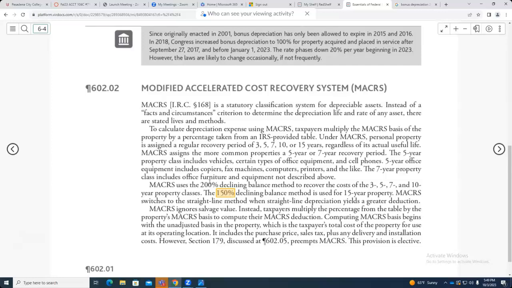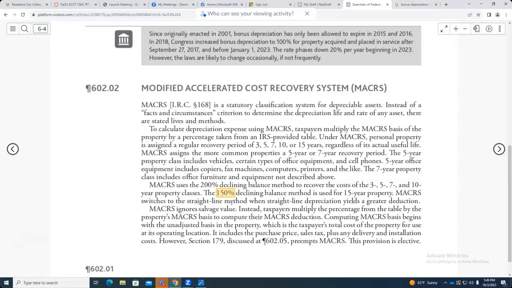200% is very fast, double declining balance method is 200%. But 150% is slower. The 150% declining balance method is used for 15 years property. So for 3, 5, 7, and 10 years property, you use double declining, which is 200%. But for 15 years property, you use 150% declining. It's not double declining, it's 150% declining. Okay.